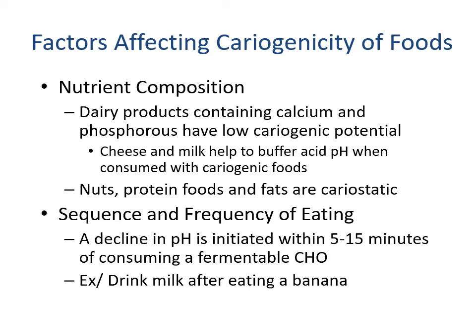Again, looking at nutrient composition, dairy products containing calcium and phosphorus have lower karyogenic potential. Cheese and milk help to buffer the acidic pH when consumed with a karyogenic food. And nuts, protein foods, and fats are karyostatic. We also have to look at the sequence and frequency of eating. A decline in pH is initiated within 5 to 15 minutes after consuming a fermentable carbohydrate. So for example, if we were to drink milk after eating a banana, this would help reverse that and make the oral pH more alkaline and help protect the teeth.